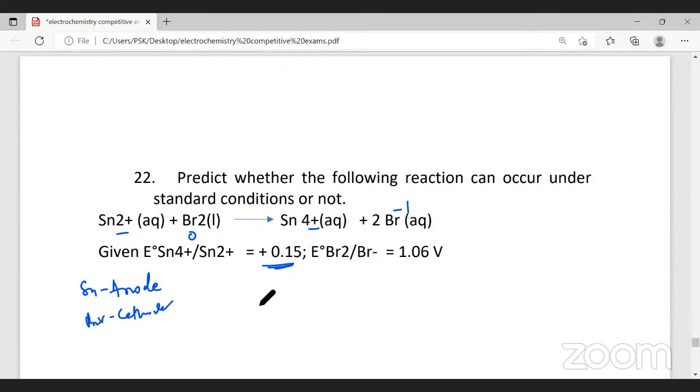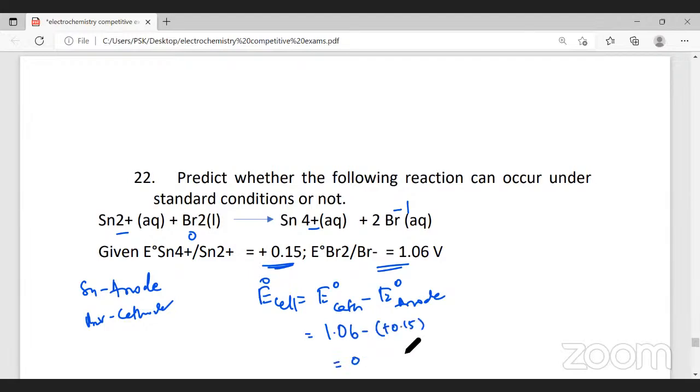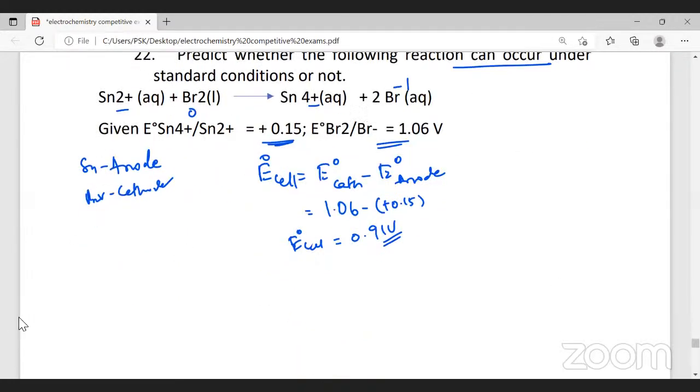Now you can calculate the EMF of the cell. E naught of cell is equal to E naught of cathode minus E naught of anode. Cathode is bromine, so it's 1.06 minus plus 0.15. So on simplification, you will get 0.91 volt. So E cell is 0.91 volt. Now they're asking, predict whether the following reaction can occur under standard condition or not. I am telling you the reaction will not occur under standard condition. Why will the reaction not occur under standard condition?